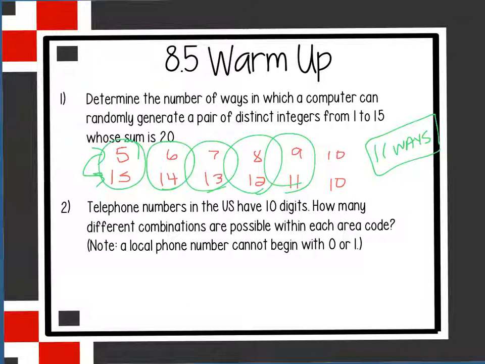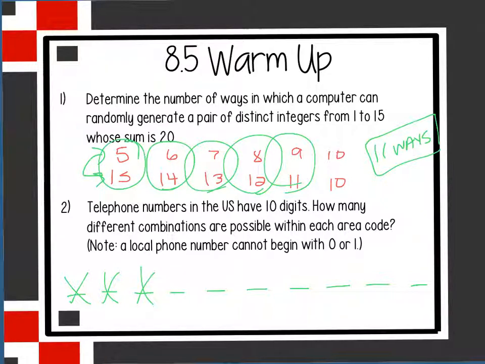Number 2 says telephone numbers in the U.S. have 10 digits. How many different combinations are possible within each area code? Note, a local phone number cannot begin with 0 or 1. So the telephone number has 10 digits, right? What's true about all the ones within an area code? The first 3 are already the same, right? So while it's 10, yes, 1, 2, 3, 4, 5, 6, 7, 8, 9, 10, we're not worried about the first 3. The first 3 are already set.